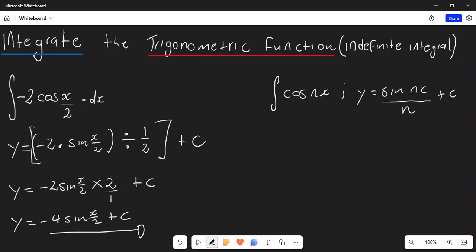Just in case you get confused here, I made a video that is here. Go and watch that video so that you can see the difference of sine and cos when you integrate, even the signs.